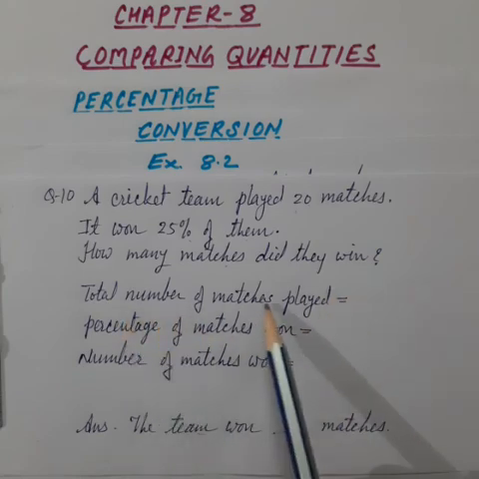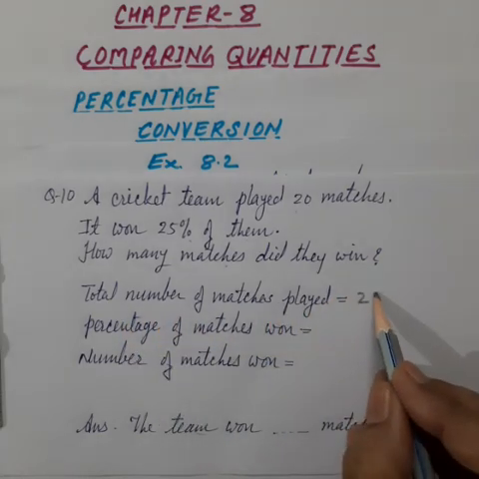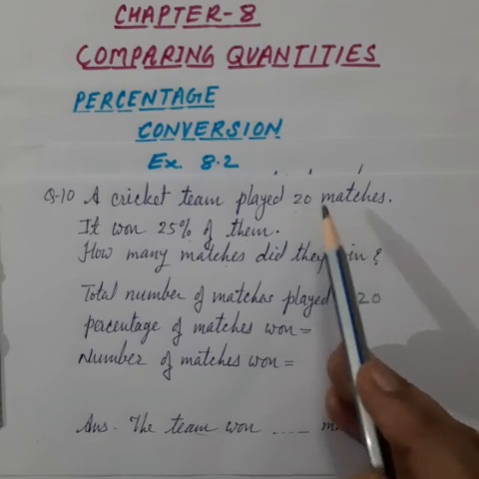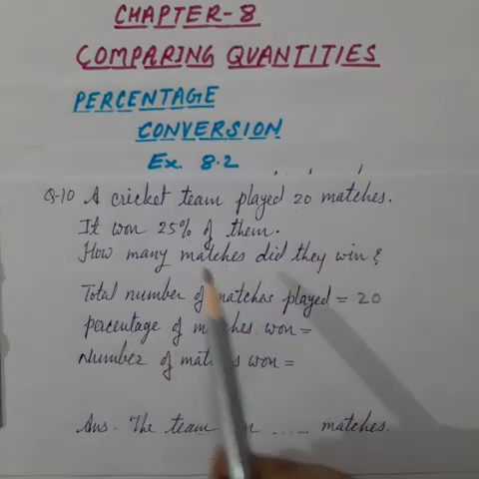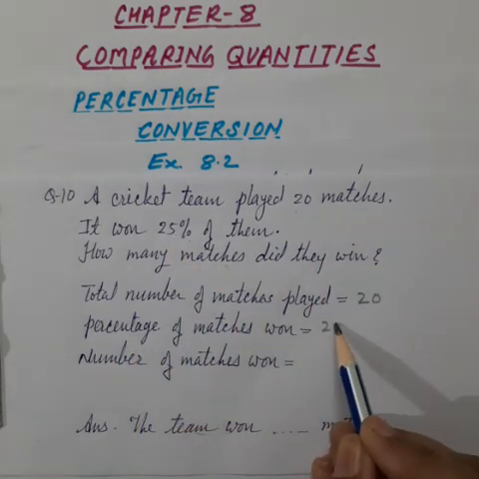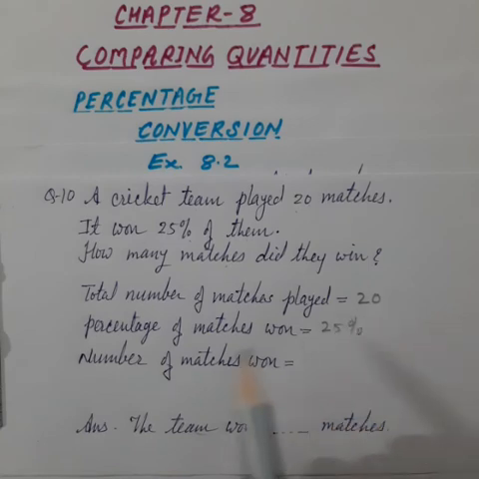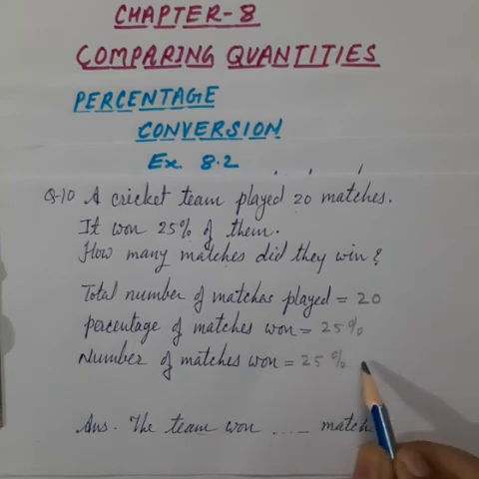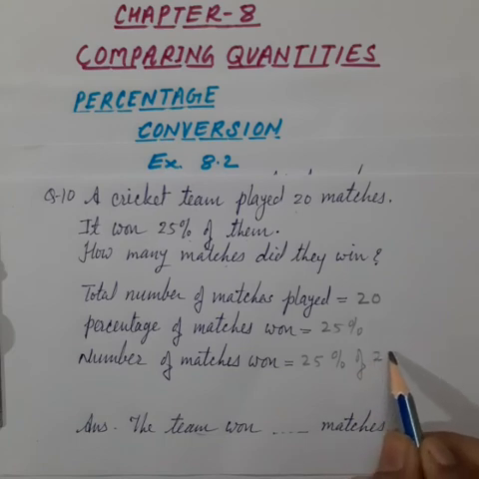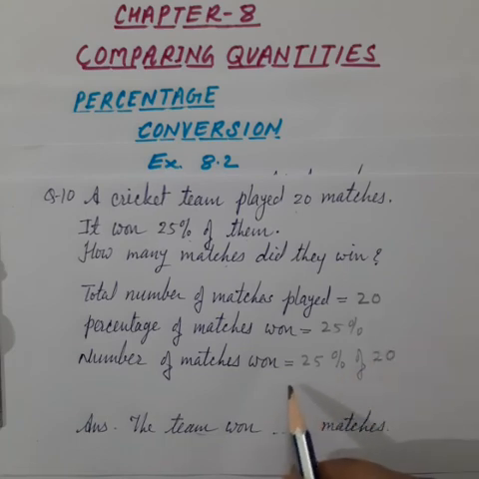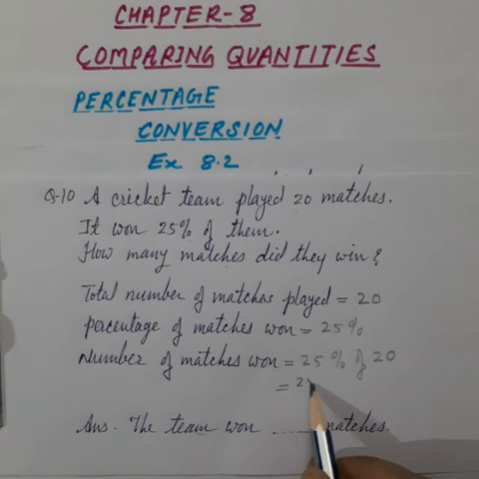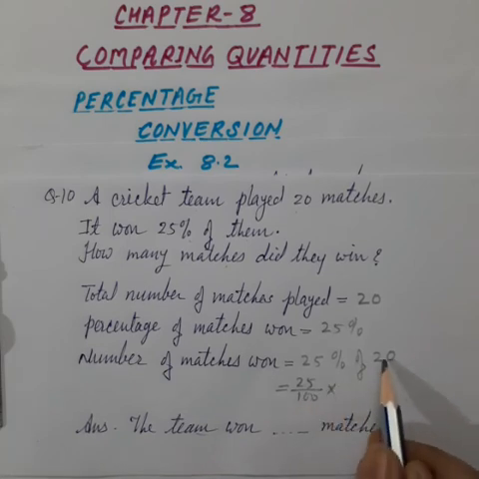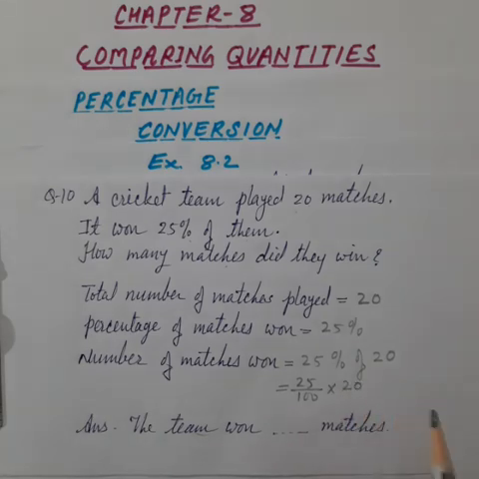So total number of matches played is 20. They played total 20 matches. And percentage of matches won is given as 25%. And to find out the number of matches won, we have to find out 25% of the total matches played. It is 20. So let us find it out. 25 for percent, 100 in denominator, of means into, and the total matches 20.